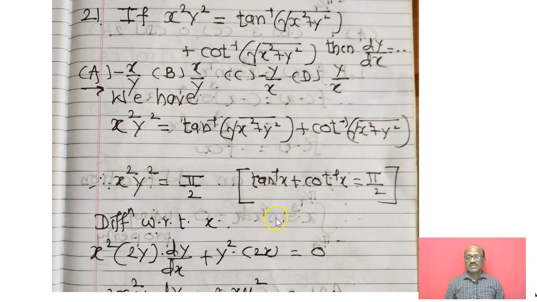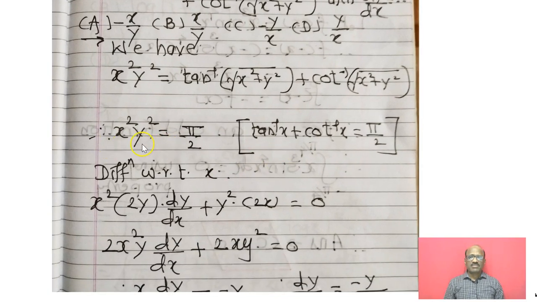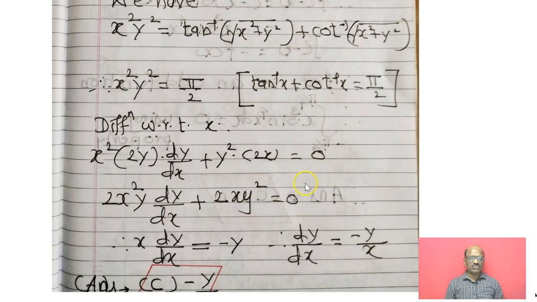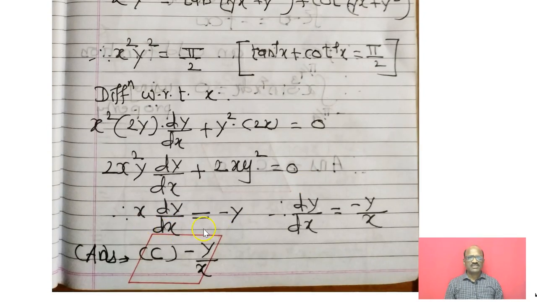Differentiate on both sides with respect to x. Here apply the product rule: x square times the derivative of y square, which is 2y into dy by dx, plus y square into the derivative of x square, which is 2x, equals 0. Next, 2x square y into dy by dx plus 2x y square equals 0. Therefore, x into dy by dx equals minus y, and hence dy by dx equals minus y upon x, and hence option C is the correct one.